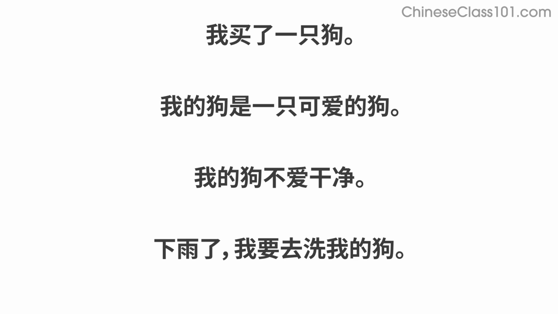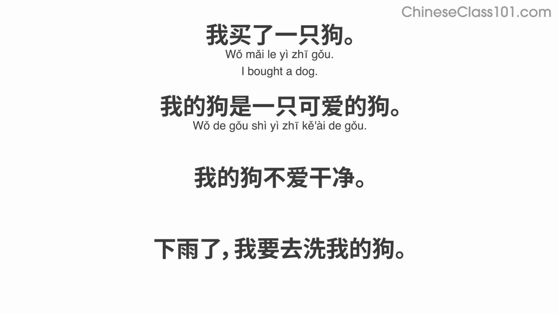Here is a short paragraph in Chinese characters containing the 5 most commonly used 汉字 and a few phrases we introduced in this lesson. Can you try to read it? Now let's read and translate together. 我买了一只狗. I bought a dog. 我的狗是一只可爱的狗. My dog is a cute dog.